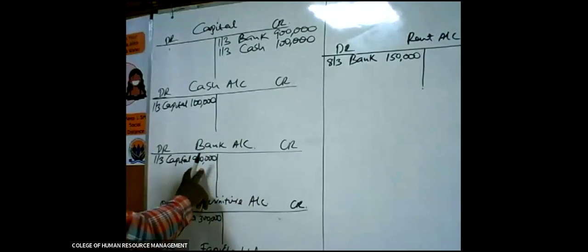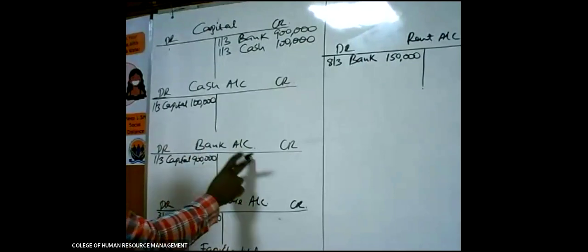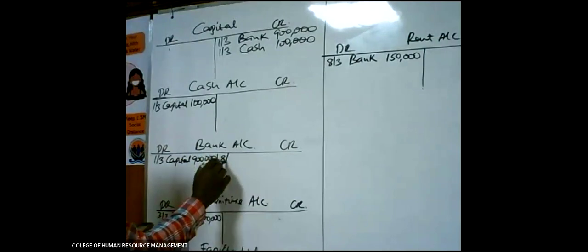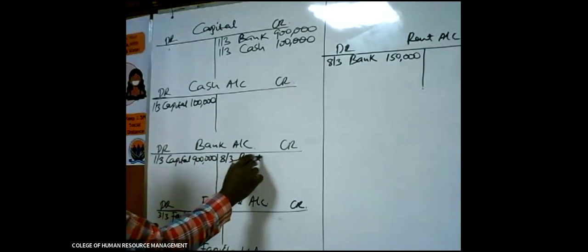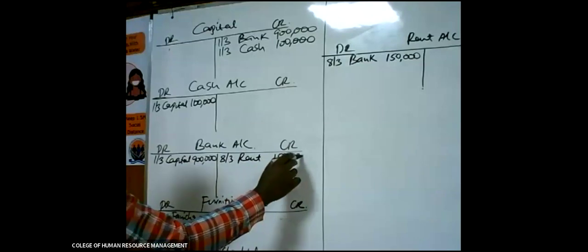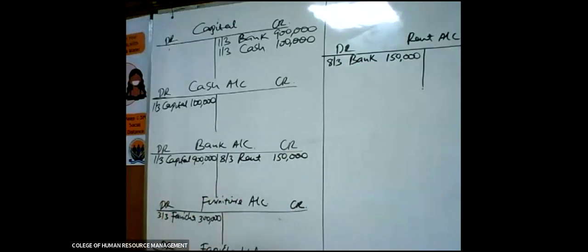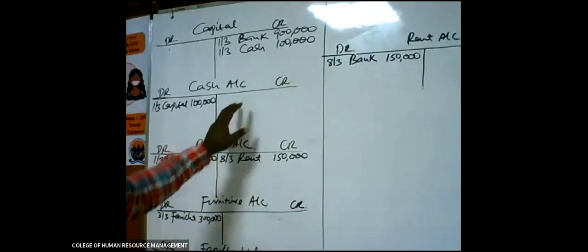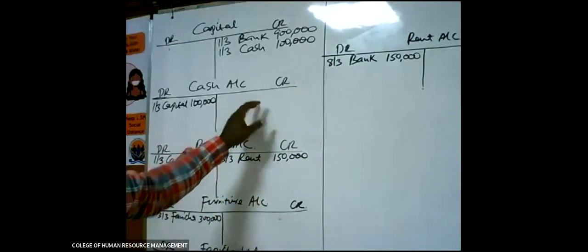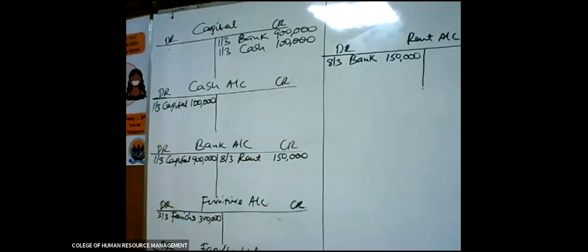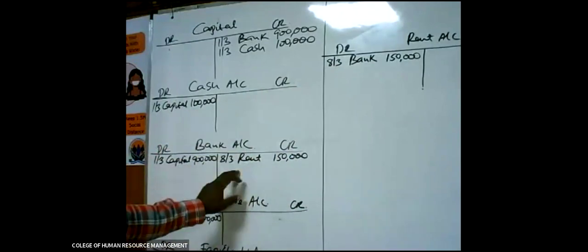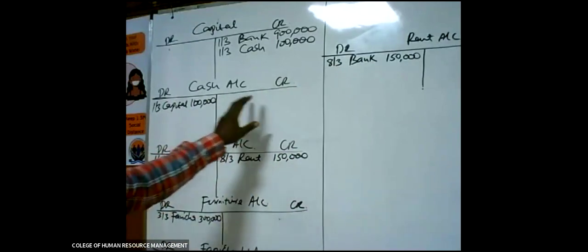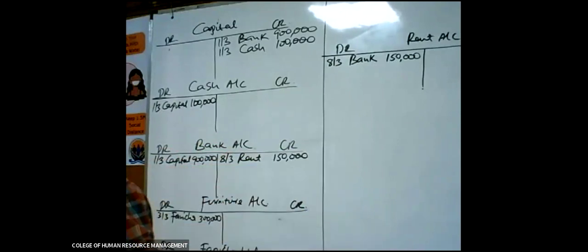This is an asset. When an asset is reducing, you credit. You pay rent. Expenses are debited. Then you credit either cash or bank, depending on which account was used to pay that expense. Cash outflow or bank money outflow, you credit the cash or the bank respectively.